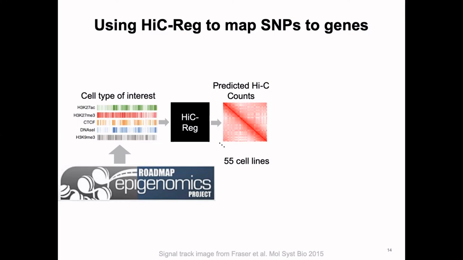And so what I'm going to be focusing on today is getting the significant interactions from these 55 cell lines, looking at the SNPs that are in the NHGRI GWAS database, and then mapping those SNPs to genes.